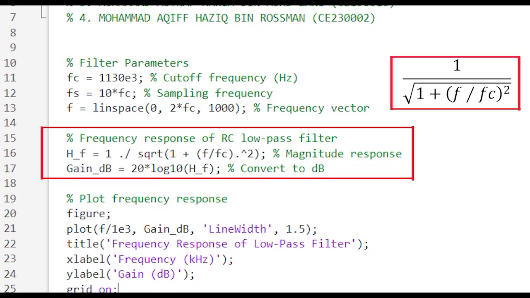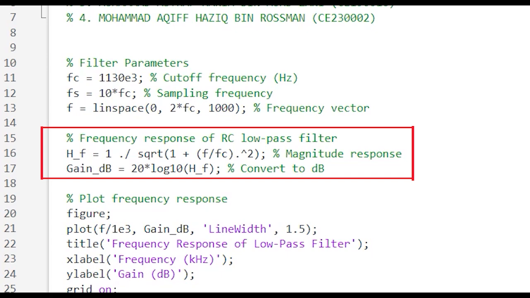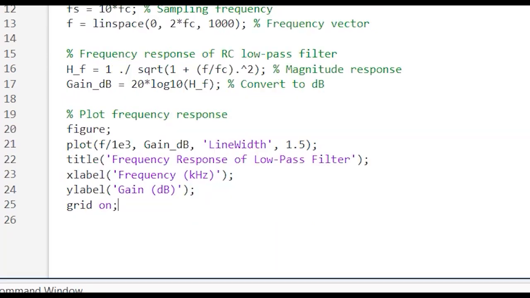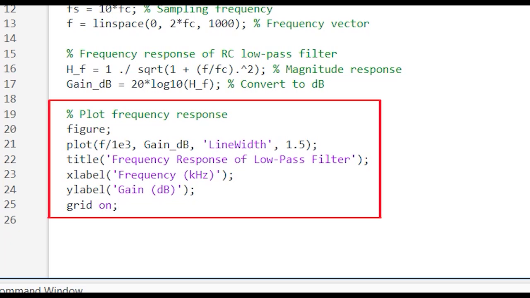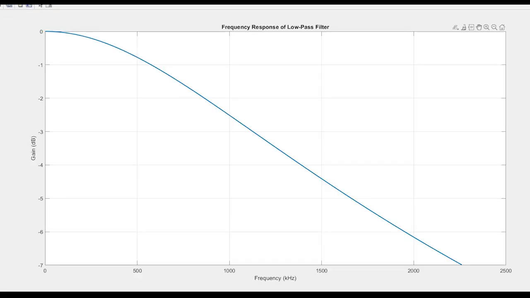Next, the script calculates the filter's magnitude response using the formula. The gain is then converted to decibels using 20 log10 of H(f). Finally, we plot the frequency response. The x-axis represents frequency in kHz and the y-axis shows the gain in dB. The curve demonstrates how the filter attenuates higher frequencies.